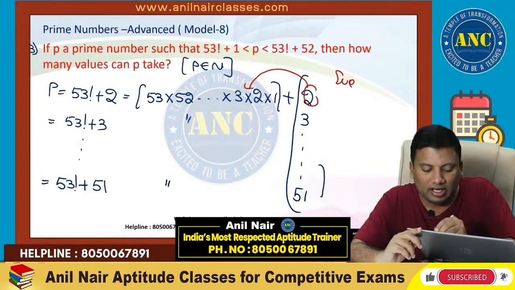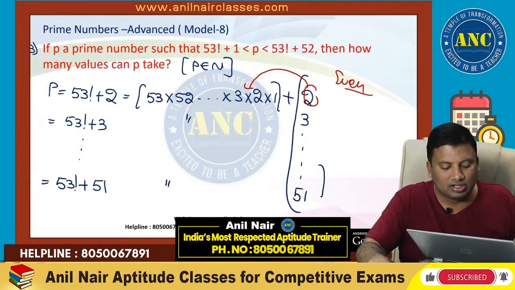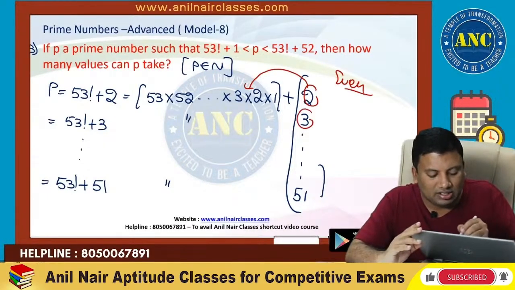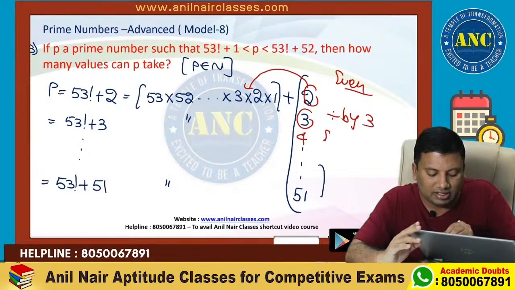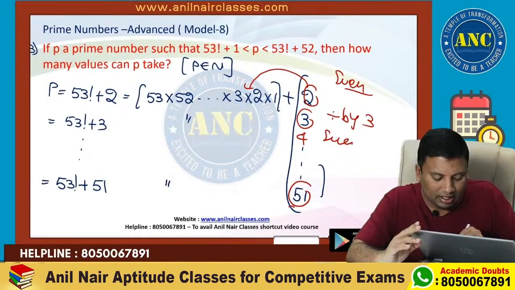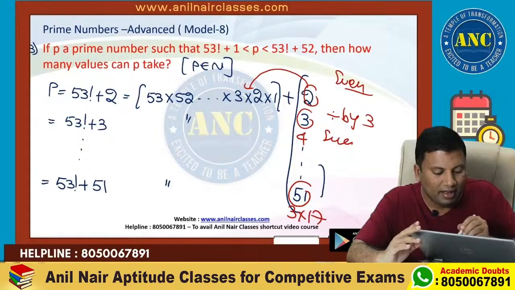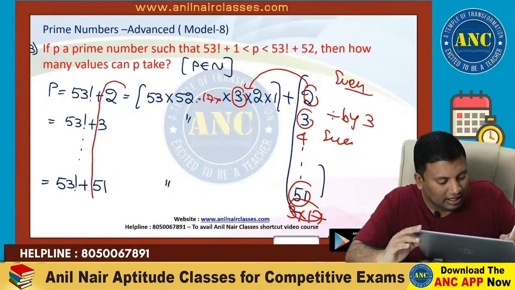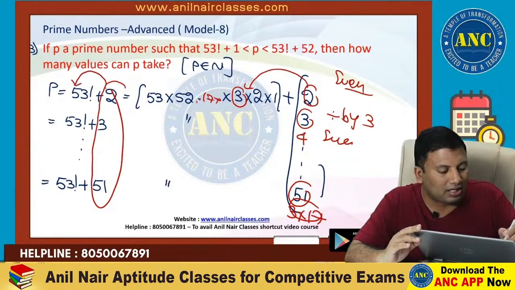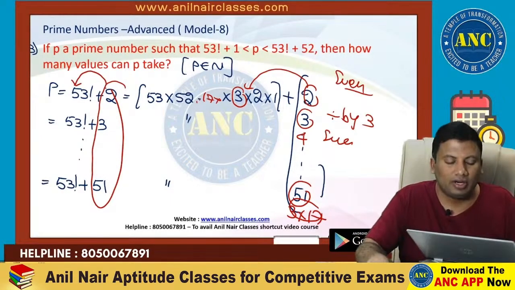Even plus even is even, right? It is not possible to be prime. Next, 3. This is divisible by 3. Answer is divisible by 3. Even plus even, even. 51 is 3 into 17. 3 is present here, 17 also is present here. Every value that it is taking is actually a part of the factorial, or a factor.